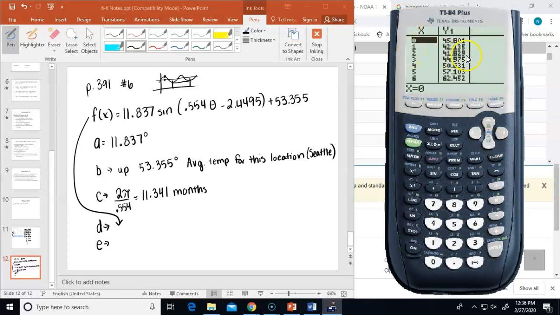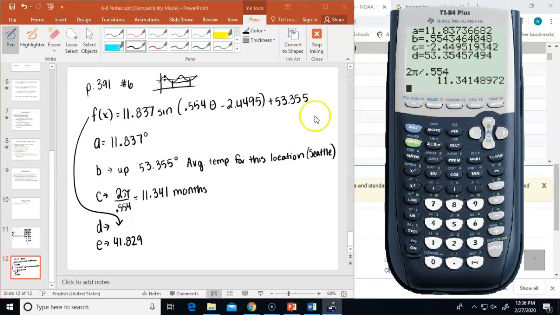If you go to the table, I've got 41.829. The other option for that, let's say this was a problem that just gave you the equation, you didn't do the regression for it, then you would just take 2 and plug it into your equation.